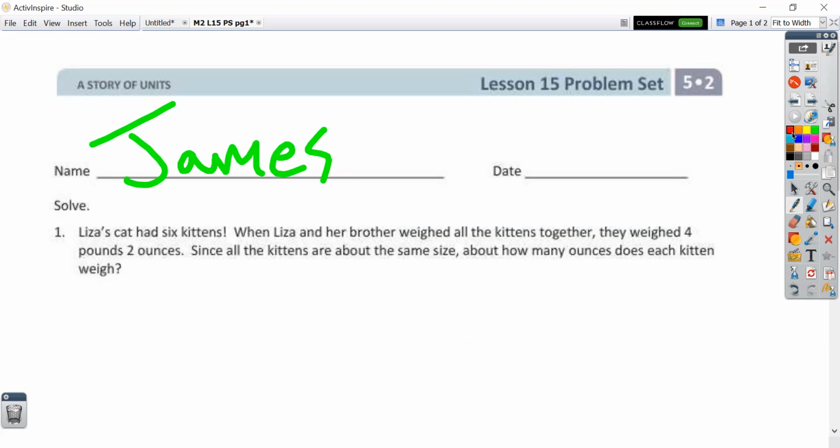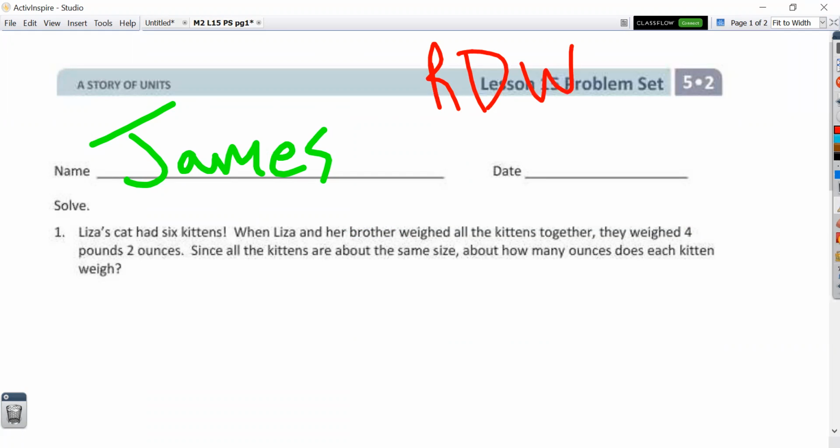So we're going to follow the read, draw, write method. We're going to read it. We're going to draw. So we could either draw any models we need, tape diagrams. We could just use standard algorithm. That's considered in the draw category. And then write. We're going to write a statement to answer the question. So read, draw, write. So let's start with the read.